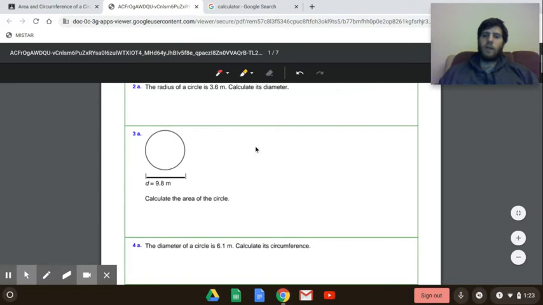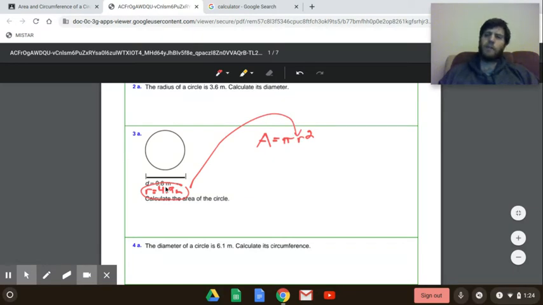Okay, 3, we want the area of a circle. We know area of a circle equals pi r squared. All right, they're giving us the diameter. We want the radius, so we know the radius is half the diameter, so we're going to need to divide that by 2 first to get the radius. So our radius would be 4.9 meters. We can then take that, substitute it in for our radius to solve our area.